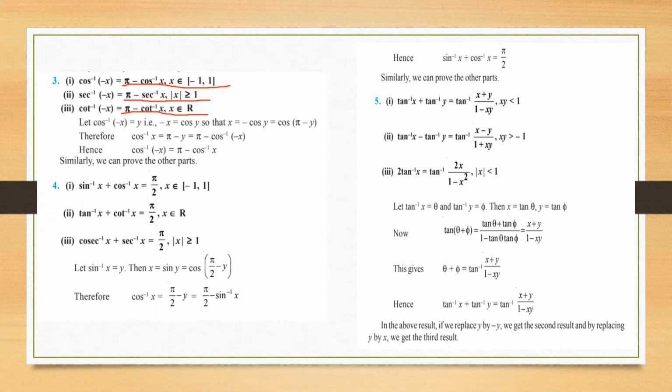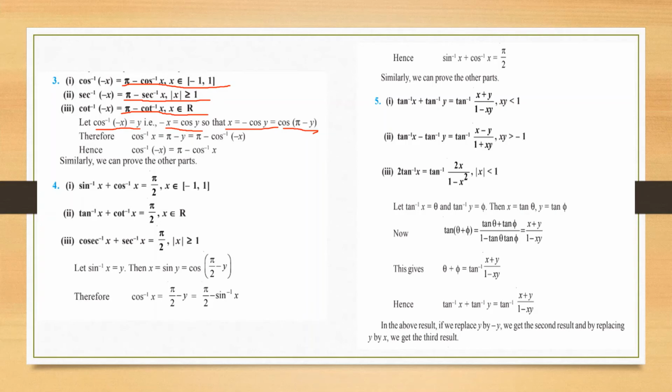Cos inverse minus x equal to y, the proof of the first one. So it gives me minus x equal to cos y. Now multiply both sides by -1, I'll get x equal to minus cos y. Now cos 180 minus theta is minus cos theta, so I'll adjust it like this. Because cos is an even function, I can't take it as cos of minus y, right? So it will be written as cos 180 minus theta.